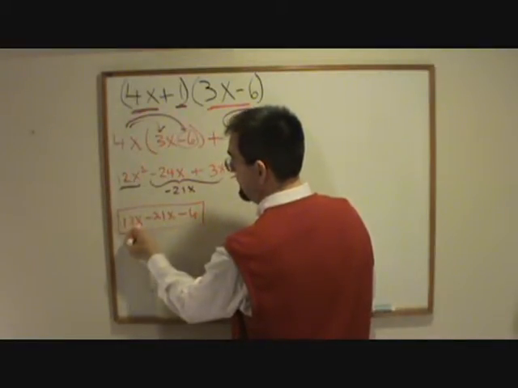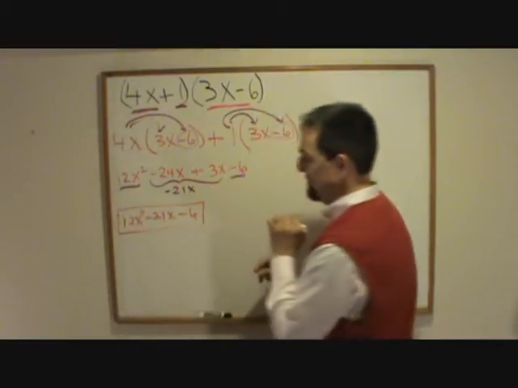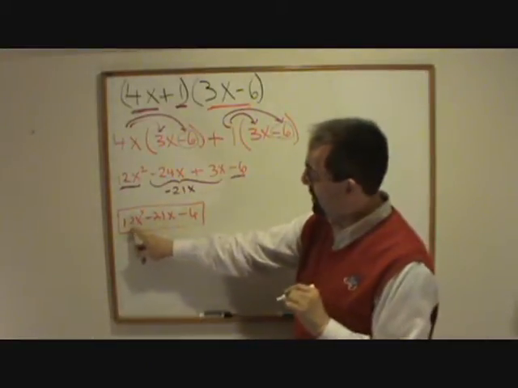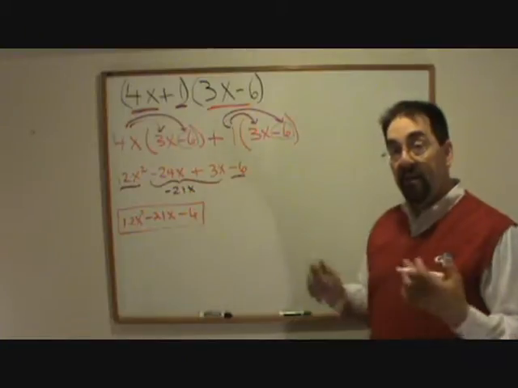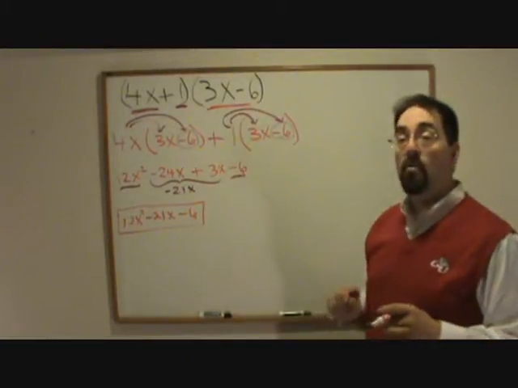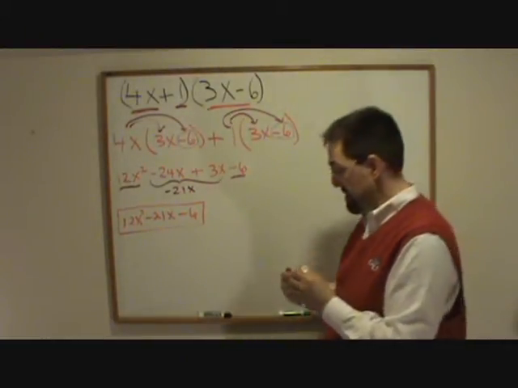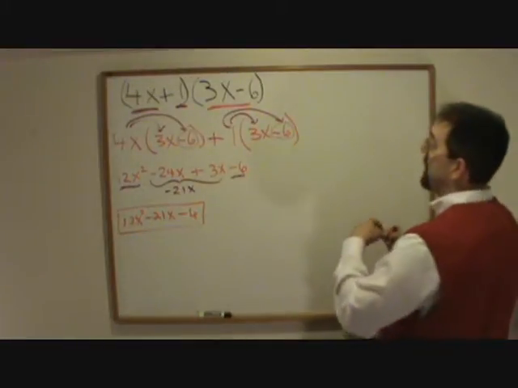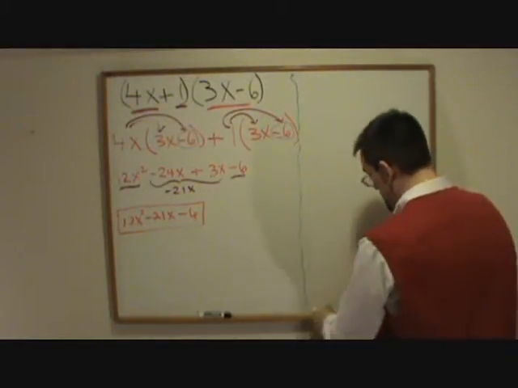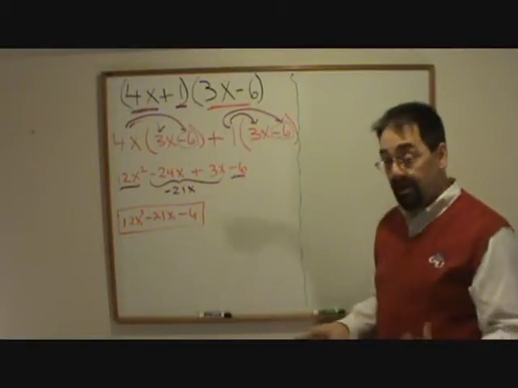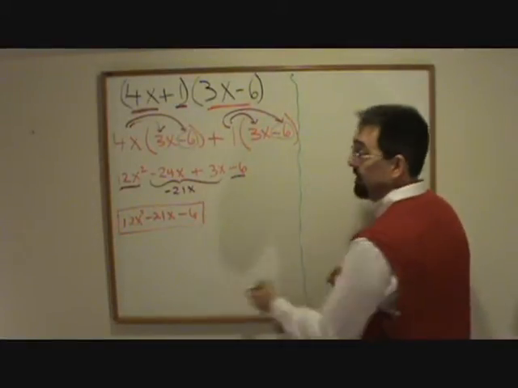Make that a big x squared. My apologies on that. So 12x squared minus 21x minus 6. That's our simplest form of our original product. Now, let's try it again. This time, we'll use what a lot of folks call FOIL.